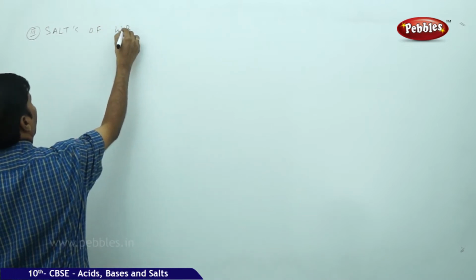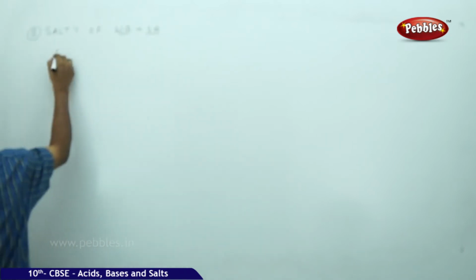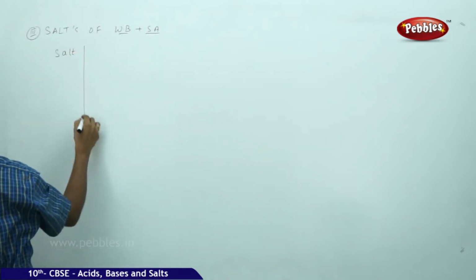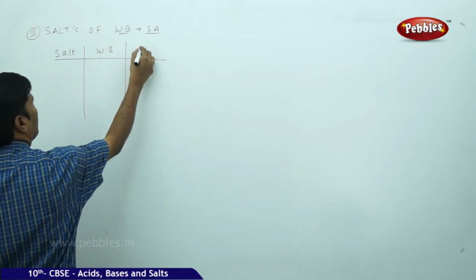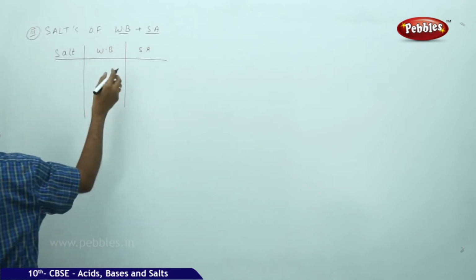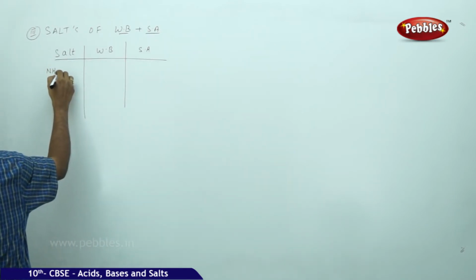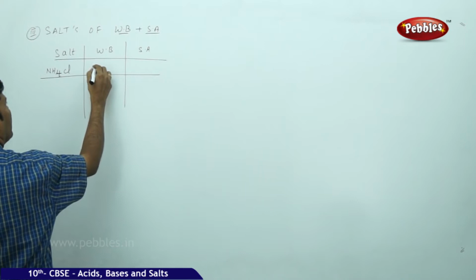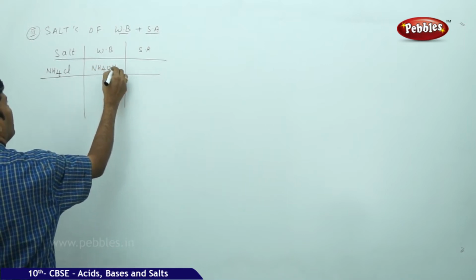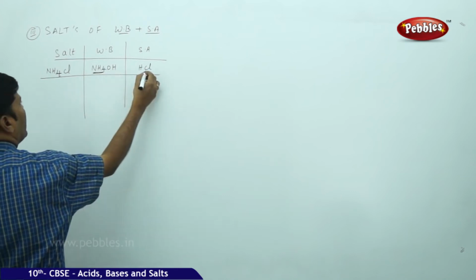Similarly, take the third case of the salts, that is salts of weak base plus strong acid. Weak base and strong acid means you can take ammonium chloride, the best example. Ammonium chloride is the best example for weak base and strong acid. Weak base, ammonium hydroxide, and strong acid, HCl. So it contains one ammonium group and one chloro group.